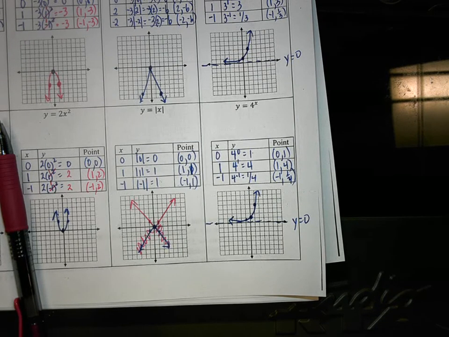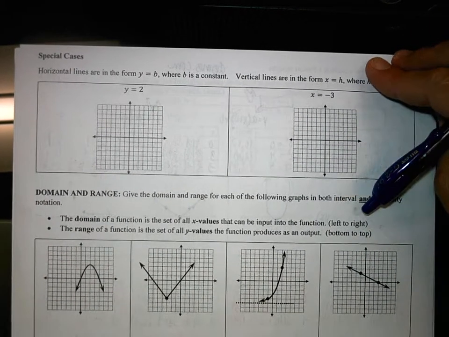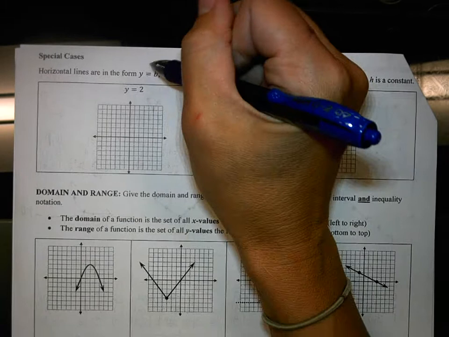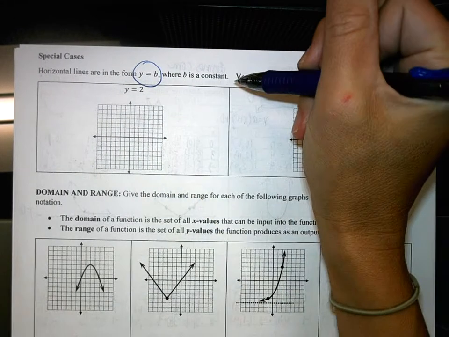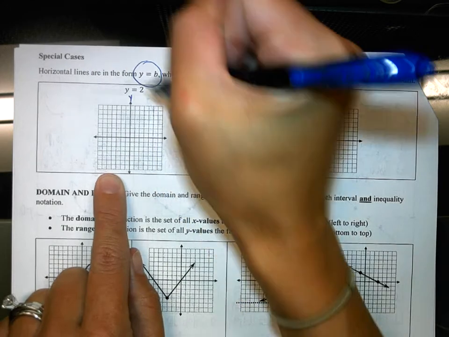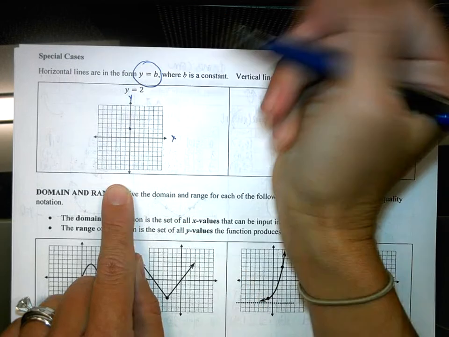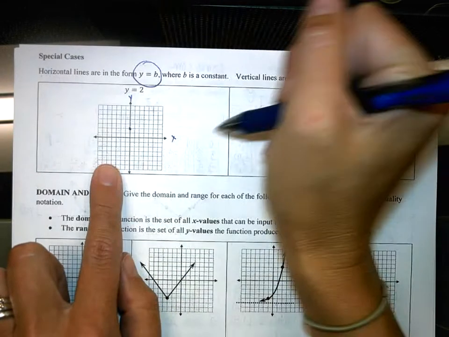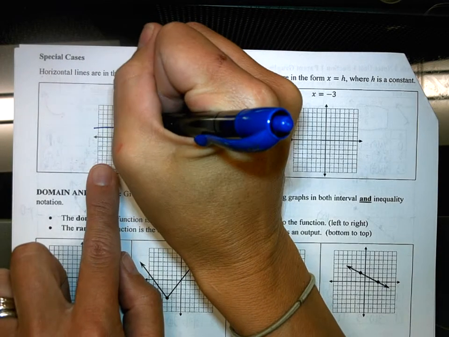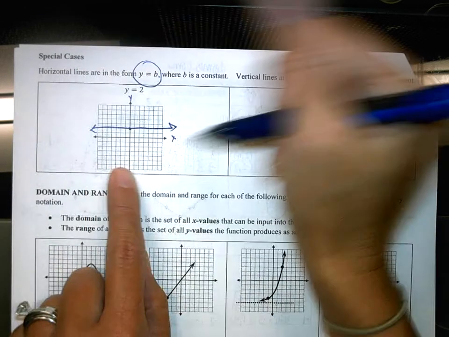Okay, we're going to go ahead and turn the page. We're going to do just the 3 more at the top, or 2, sorry, at the top, but they're special cases. So remember that horizontal lines are in the form y equals b, where b is a constant. And so here y equals 2. Remember, this is our y-axis and this is our x-axis. If I go to y equals 2, it's up 2, but your line goes horizontal through that point. If it went up and down, it'd be hitting every single y value. And going this way, it's only hitting our y equals 2.